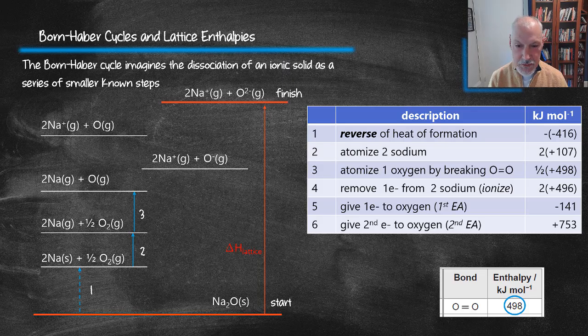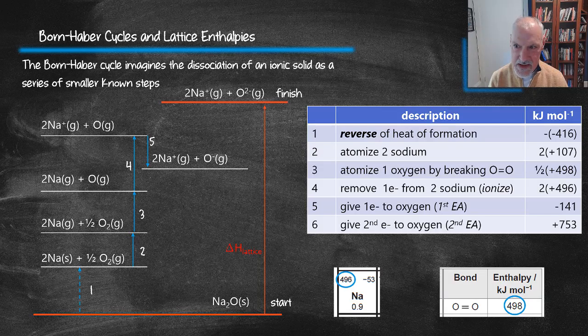In my next step, I'm going to turn sodium gas into a sodium gaseous ion. That requires the removal of an electron. That's what we can find, again, in a different section of our IB data booklet, Figure 9, which gives us periodic properties. In the top left corner is the first ionization energy of sodium. So to do that, again, I have 2 sodiums present, so 2 times that 496.